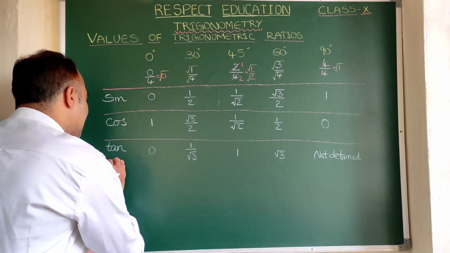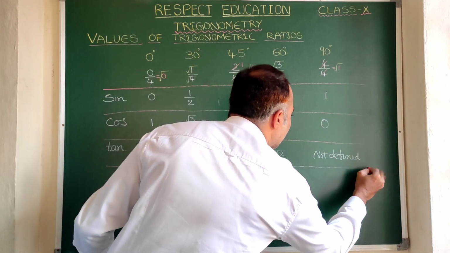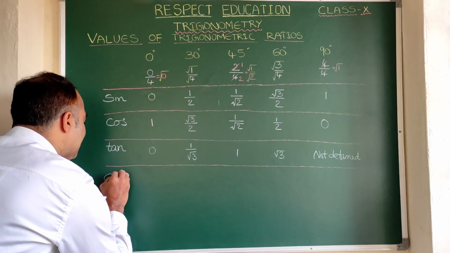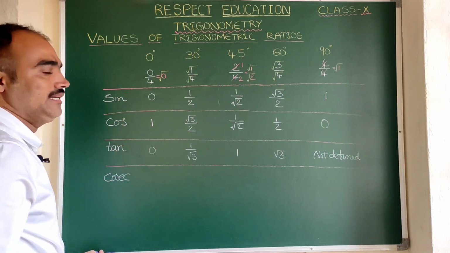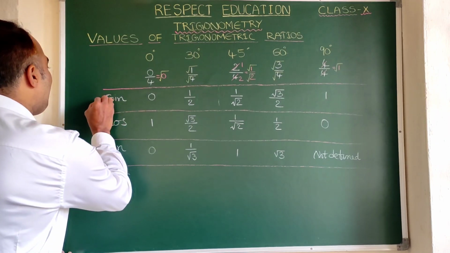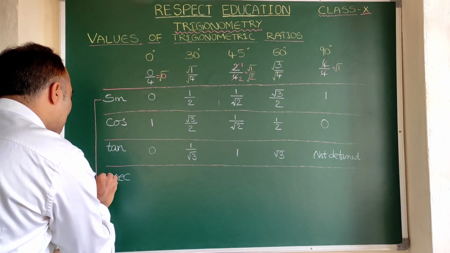Now let us write the next trigonometric ratio, that is what? Cosecant theta. Let us write the next one, cosecant. Theta means these values. Cosecant is nothing but the reciprocal of sin theta. Reciprocal of sin theta only is cosecant theta.